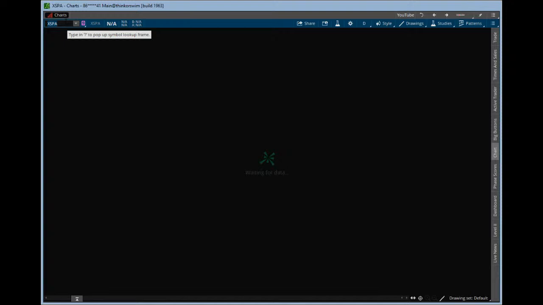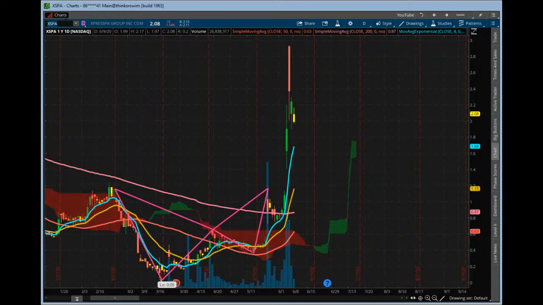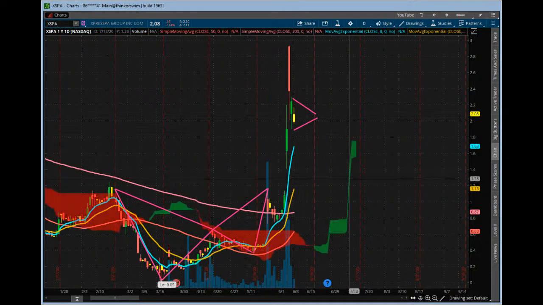XSPA. Inside day there too. So just kind of see if it's going to consolidate here for you. Maybe give you kind of this range, and then see if it breaks out one way or the other on that one. And then LK.